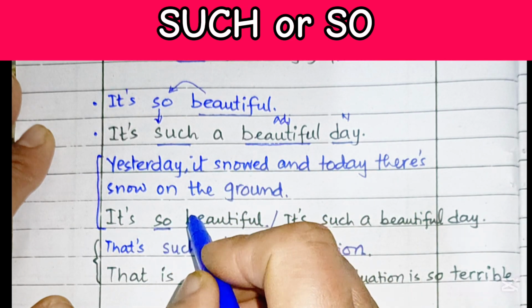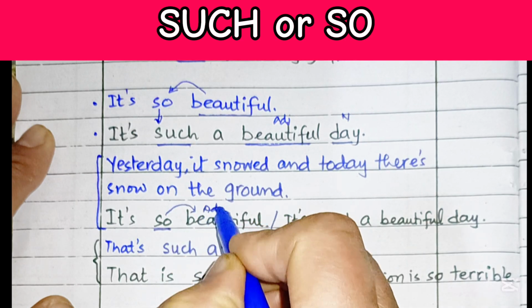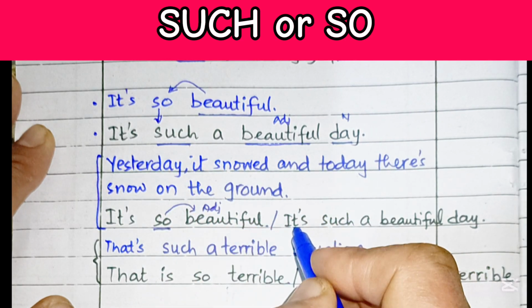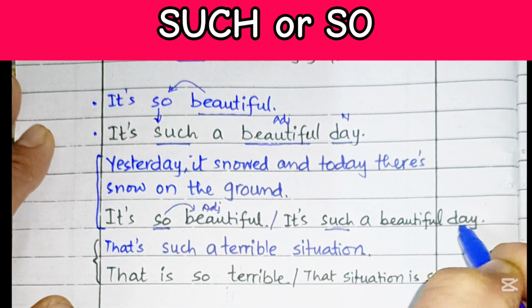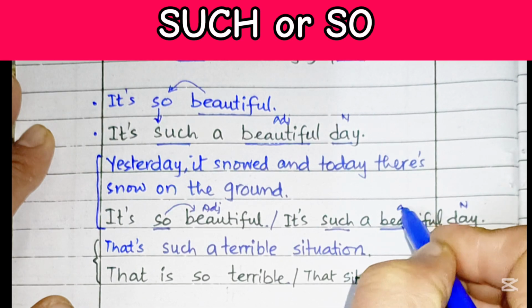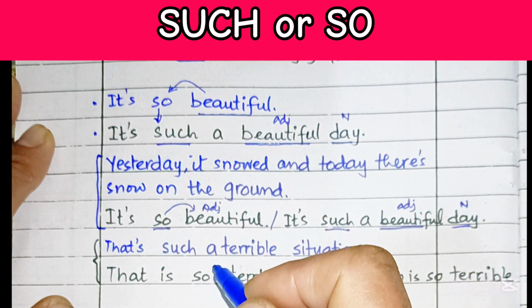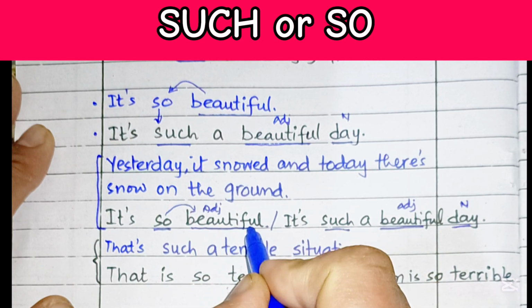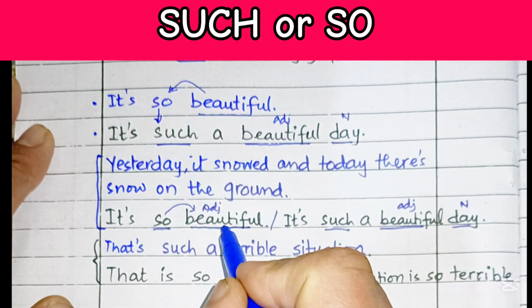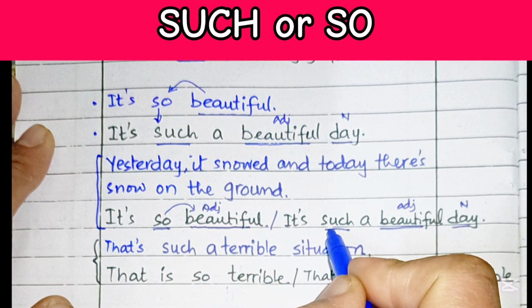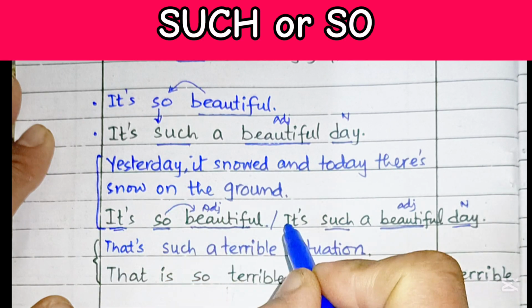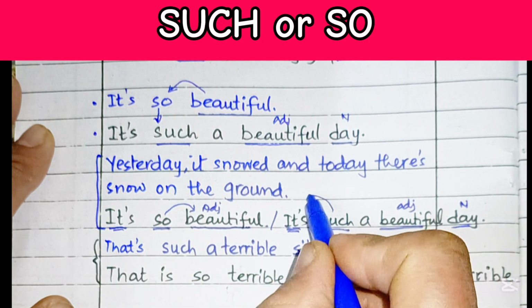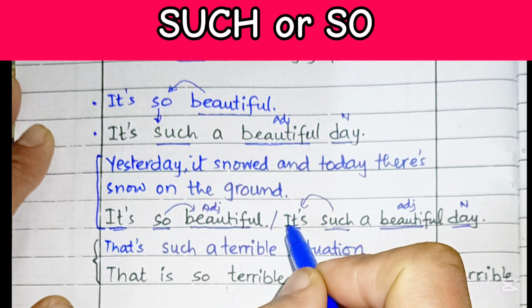We know that so is to be put before an adjective. Over here the adjective is beautiful, or we may use it's such a beautiful day. So we can put such before an adjective once it is followed by a noun. Here is the adjective after so. If we use such, then we will use a contraction as well. Once we use such, we have to follow this contraction.